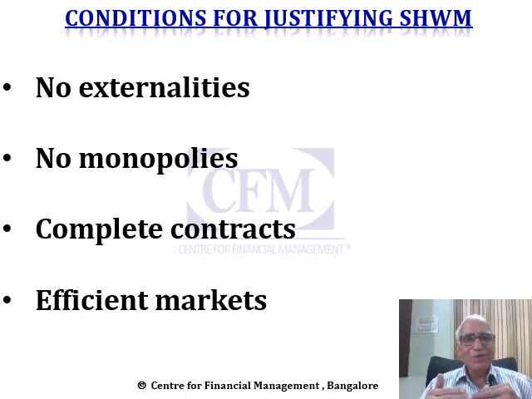Well, there is a compelling logic for shareholder wealth maximization. Four conditions need to be satisfied to justify shareholder wealth maximization: no externalities, no monopolies, complete contracts, and efficient markets. Let us look at each of them. No externalities. A company can have a negative externality if it pollutes the environment and does not compensate people who are affected by pollution. On the other hand, a company can have positive externality if it creates infrastructure which is utilized by the neighboring community and the community is not asked to pay for it.